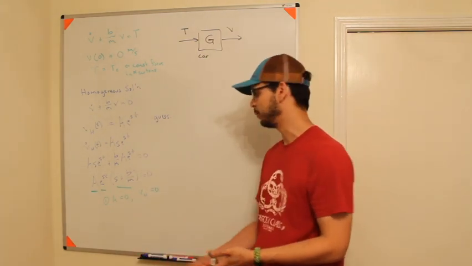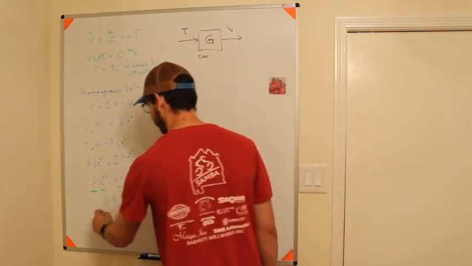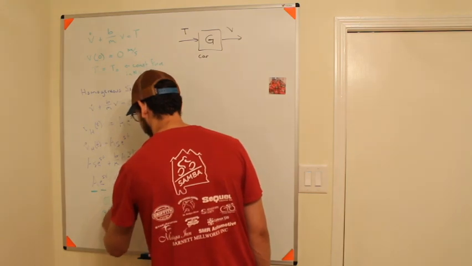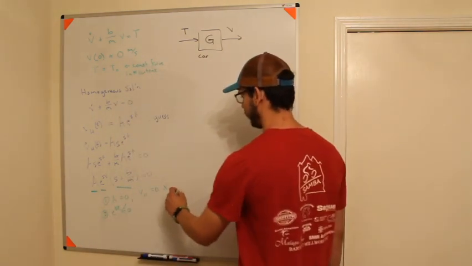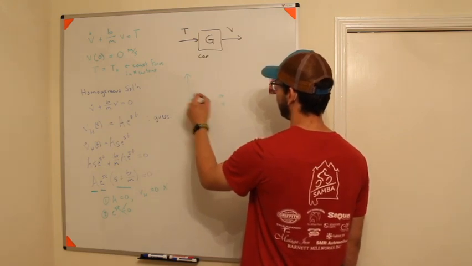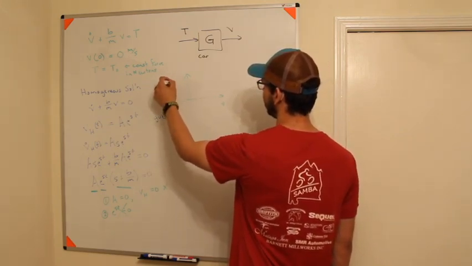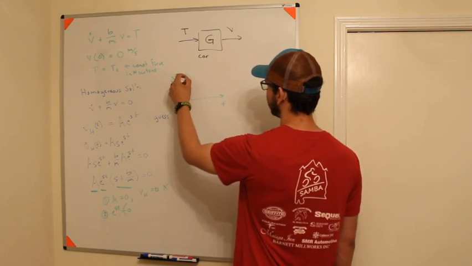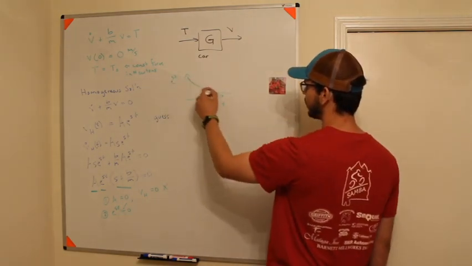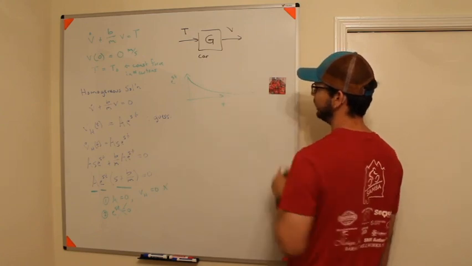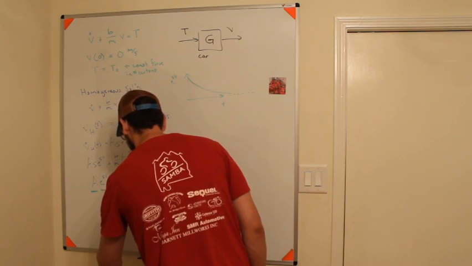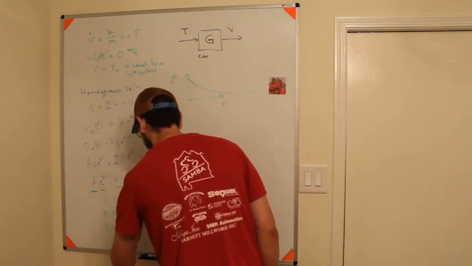I would imagine that the car would speed up, so this isn't going to work. The second solution is that e to the st equals 0, but this isn't possible. If you look at time and e to the st, you're going to get something that looks like this, but it's never going to get 0, so this is impossible. So the only other option is for s plus b over m to equal 0.